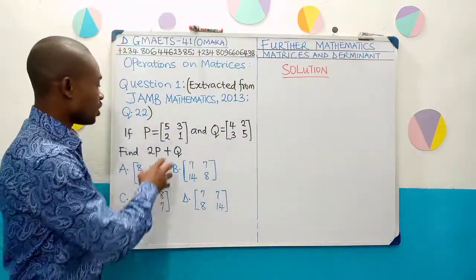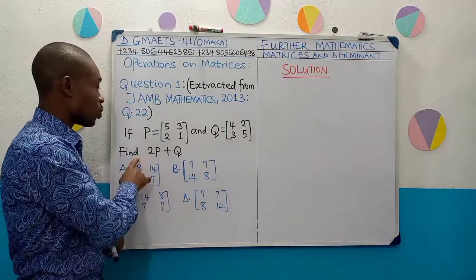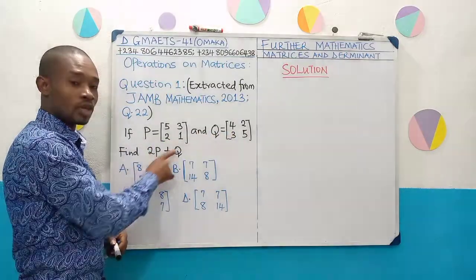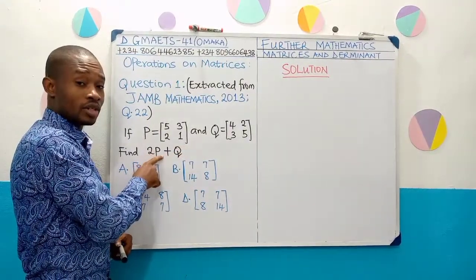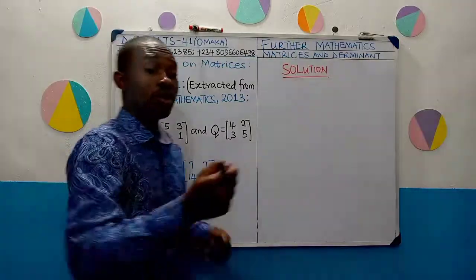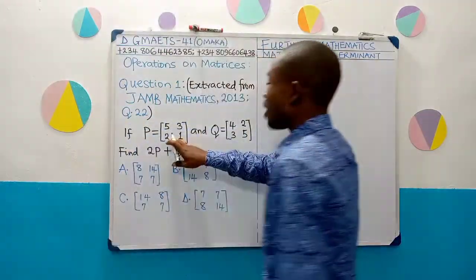Okay? Now we are given these matrices P and Q, and the question says we should find 2P plus Q, simply 2 times P plus Q. Remember, this is a number you're using to multiply P. So how do we go around this? It's very simple. We have P here.